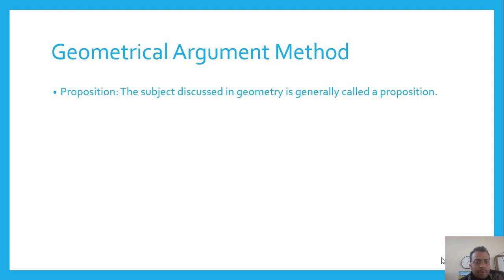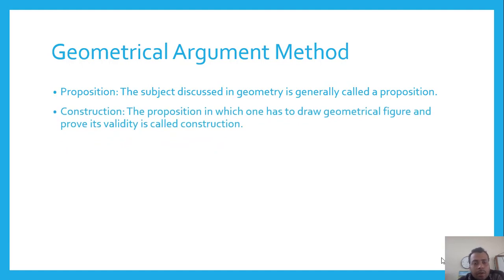In future classes, you will be hearing a word which is called proposition. So, we are going to learn what proposition means. The subject discussed in geometry is generally called proposition. Propositions are actually some sentences or statements which are made to discuss geometry, like the sum of three angles of a triangle is 180 degrees. This is a proposition, and also this is a theorem.